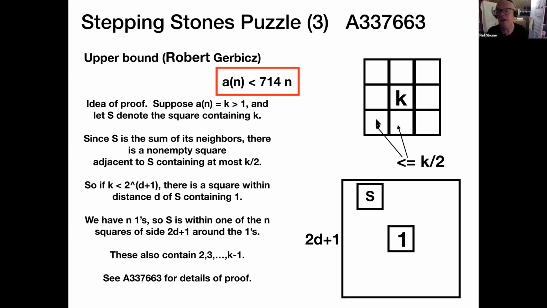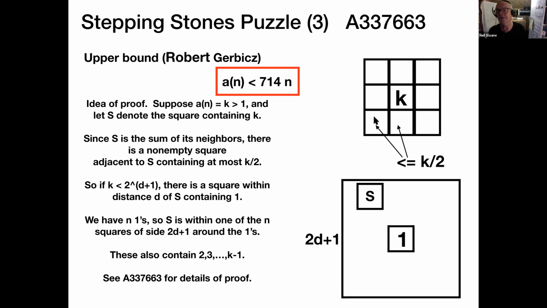Now maybe there's a 1, maybe there's a 2 or something, but you know at least there has to be a neighbor which is at most k over 2. If we see a 16 here, then at least around it there has to be an 8 or less. Otherwise you couldn't get 16 as a sum of its neighbors. Okay, so then look at the k over 2.